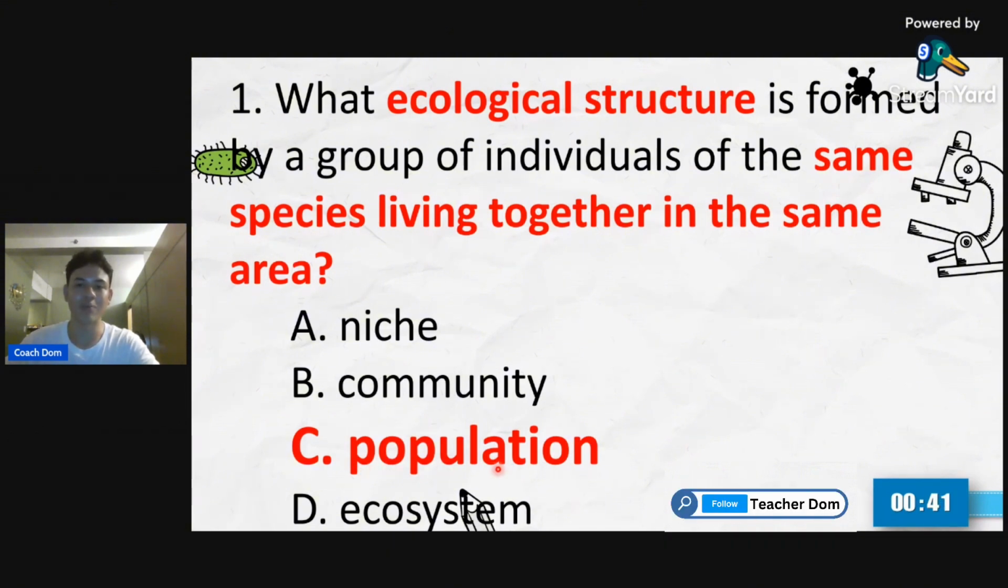Take note, when you say population, ito po yung mga grupo ng mga organism that belongs to the same species and they live in the same area and also they interact with one another. When you say community naman, this is all of the population of different species like zebra, giraffe, lion, tiger, in the same area and also they interact with one another. So that's the difference between community and population. That's why our answer is letter C, Charlie, population.